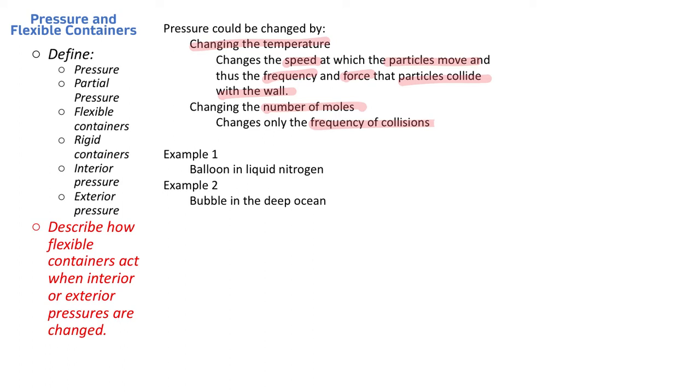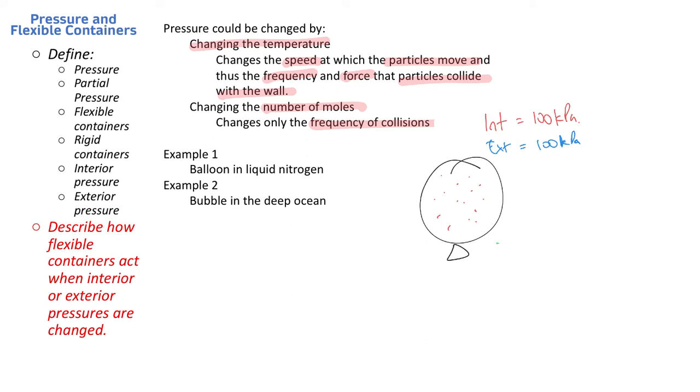Number one, let's go through a balloon put in liquid nitrogen. So here's a balloon. It has a couple of interior particles. Let's say that the interior pressure is equal to 100 kilopascals. That means that the exterior pressure has to equal 100 kilopascals as well, because the walls are not moving. This is just a normal balloon before I do anything to it.